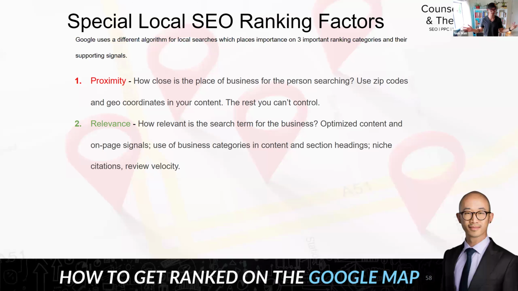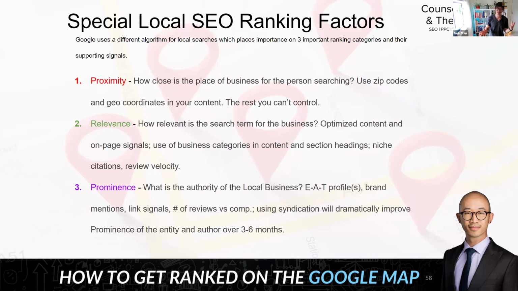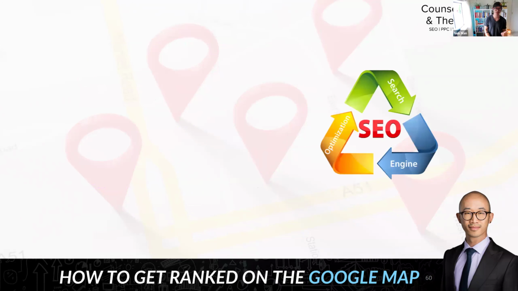Relevance is, how relevant is the search term for the business? If you're optimizing your content really well using on-page signals, you've got the business categories, you've got the service and product descriptions on your website, you've got clear headings, and you've got niche citations, and the reviews talk about your service and go into it in more detail, that helps with the relevance. And then prominence is a fancy way of saying the authority, the EAT, expertise, authority, trust of that profile. And so Google's looking at all 3 of those.